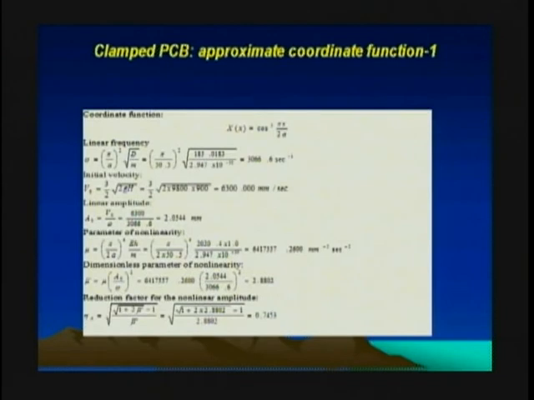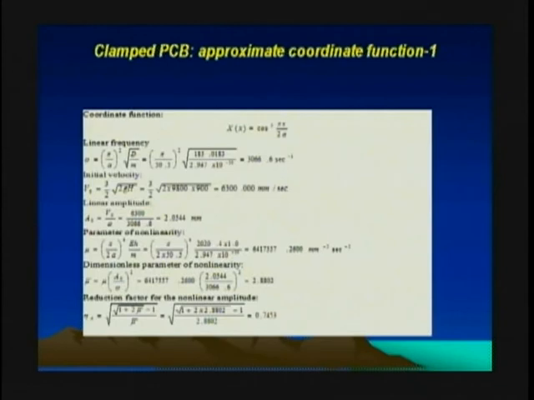Now, with a clamped PCB, we consider two cases. First, with an approximate coordinate function, in this case cosine squared of pi x divided by 2a. By using this approximate coordinate function, we satisfy the boundary conditions at the end. When x is equal to a, the deflection is 0. And if you take the first derivative with respect to x, you will have something proportional to sine of pi x divided by a. In this case also, if x is equal to a, it's 0. So this approximate coordinate function satisfies the boundary conditions for the clamped board.